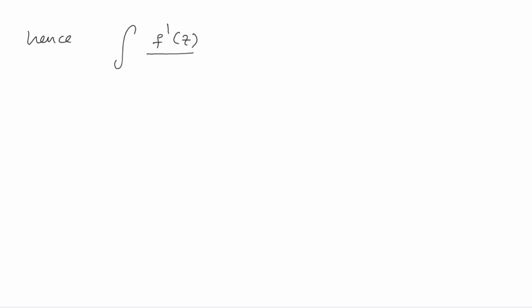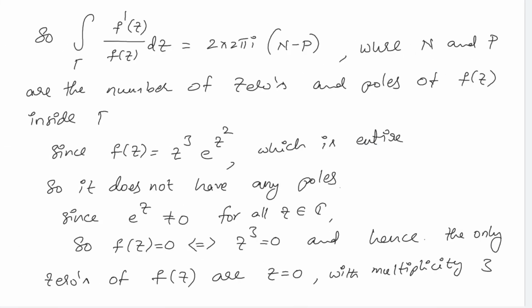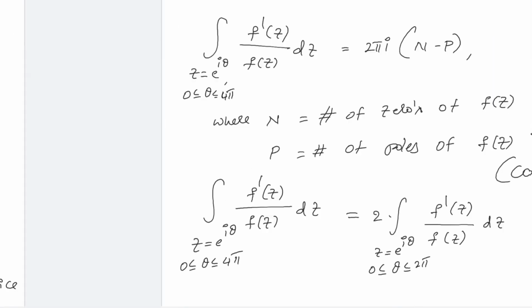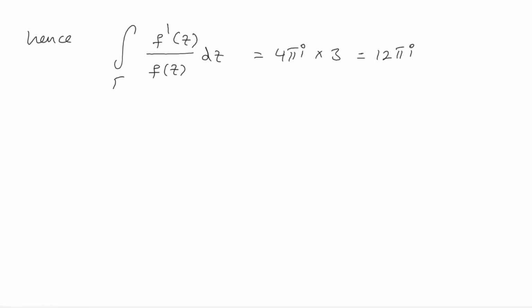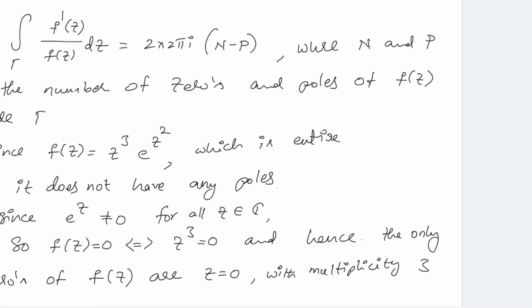So the integration of f dash of z divided by f of z dz over gamma equal to 4 pi i times the number of zeros, that is 3. Hence in total this is 12 pi i. But since it is asked for 1 divided by 2 pi i times the integration of f dash of z divided by f of z dz, it is nothing but 6. Hence the answer is 6.